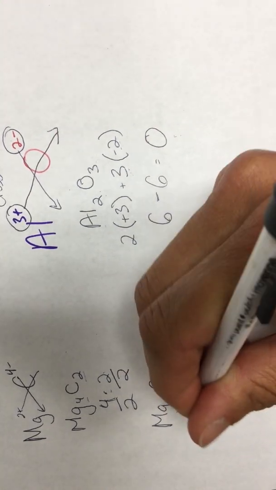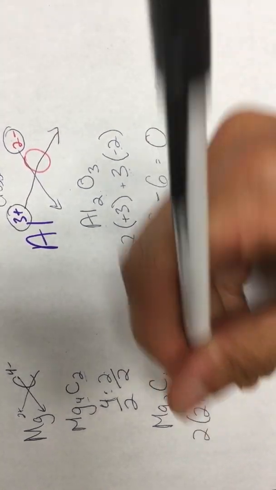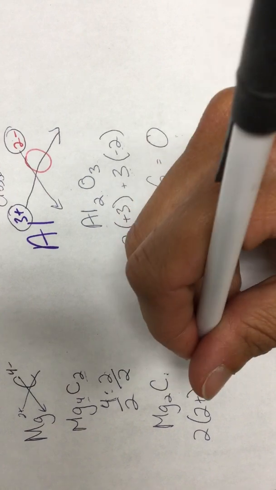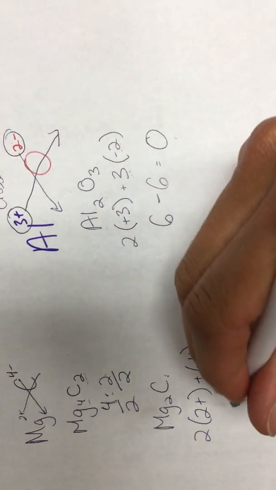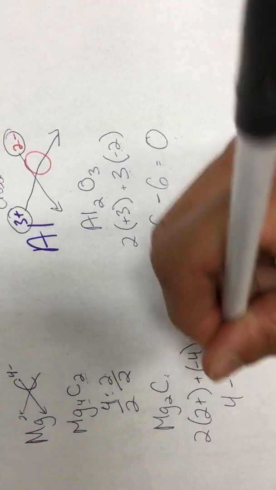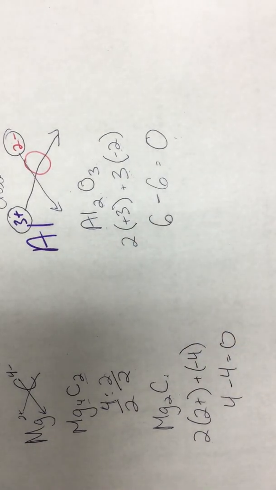So here we've got 2 magnesiums. Each is able to give 2 electrons. And here we just have something that is able to take 4 electrons. 4 minus 4. And we have a spot for all of our electrons again.